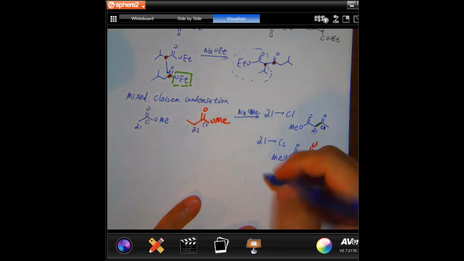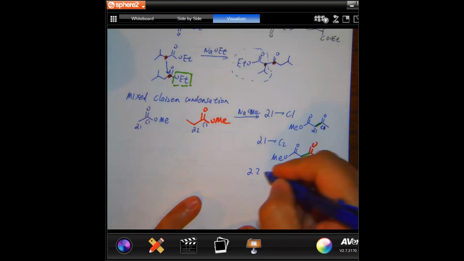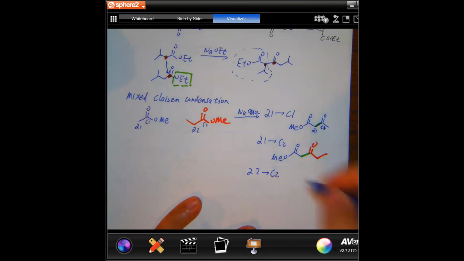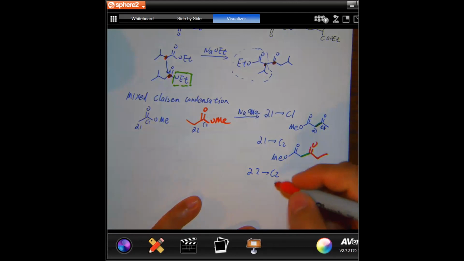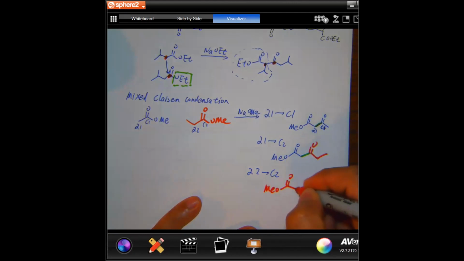And you can also have alpha carbon 2 attack itself, carbonyl carbon 2. So it reacts with itself, and what happens is a product something like this. The new bond position is here.